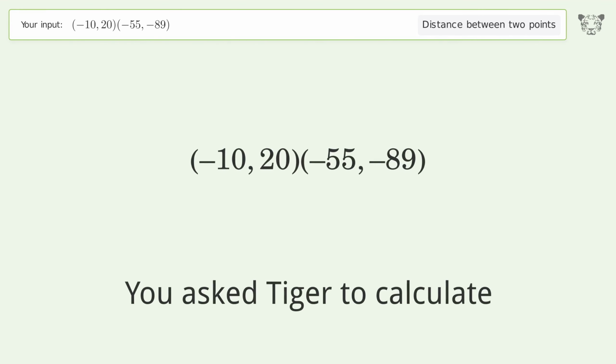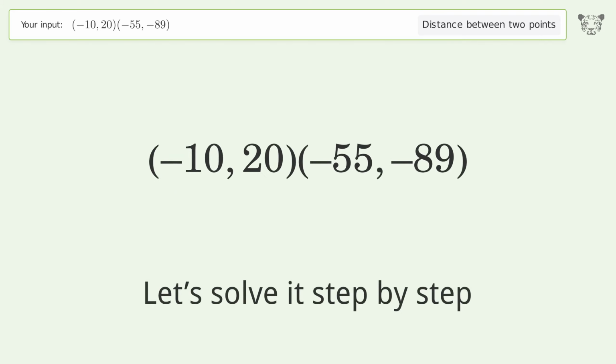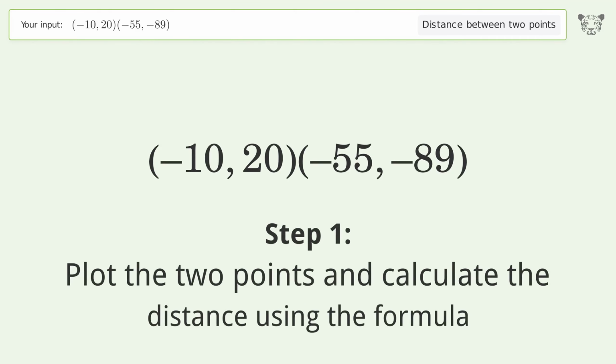You ask Tiger to calculate. This deals with the distance between two points. The distance between the two points is the square root of 13,906, or 117.924. Let's solve it step by step. Plot the two points and calculate the distance using the formula.